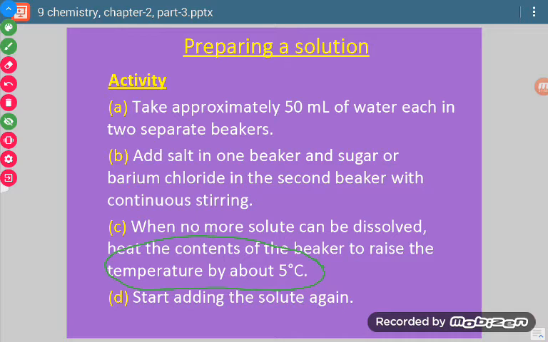Now again we will start adding the solute. It may be salt, it may be sugar, or it may be barium chloride. Then what will we see? We will see that now we are able to dissolve a little more salt, okay. So what does it suggest? It suggests that if temperature varies, then the formation of a saturated solution also varies. The amount which can be dissolved may change. It may increase with the increase in temperature, okay.